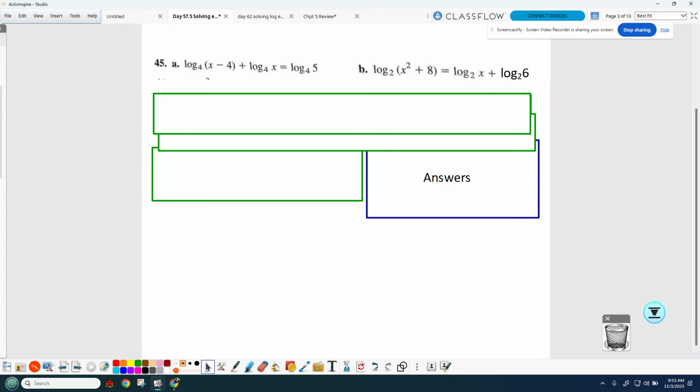You guys stayed seated last time. Okay. Log 4. You have to write it down, but you can solve it up there. And then separately x minus 4, with parentheses, just the idea. Plus log 4. X equals log 4. And then 5. Perfect. I threw the other one away so it didn't get in the way this time.